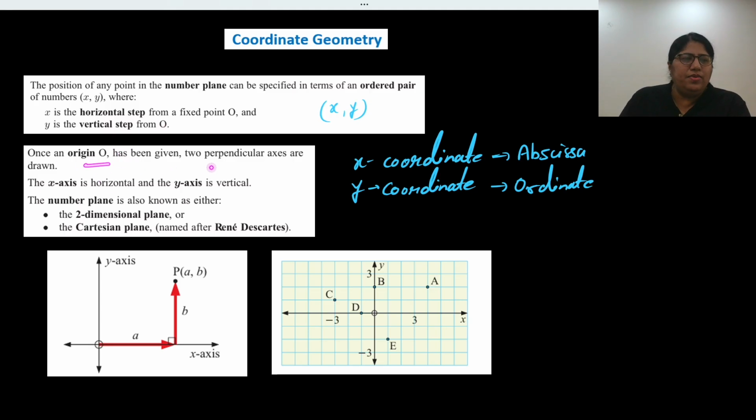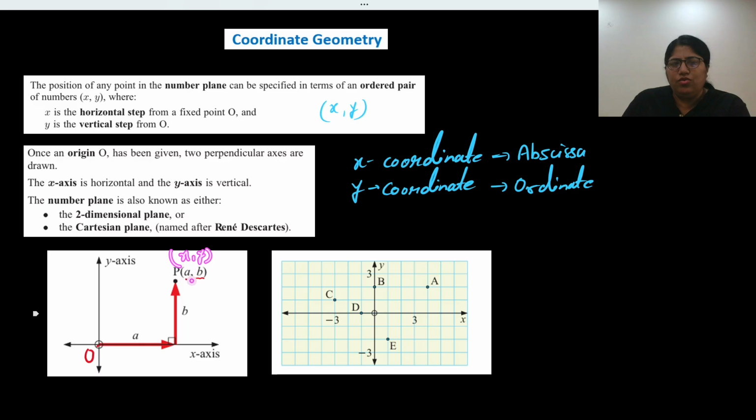Once the origin has been given, two perpendicular axes are drawn. This point is called the origin, and we always mention it as O. What are the coordinates here? 0 comma 0. Now, if P is a point with coordinates a comma b, that means it is the ordered pair x comma y.